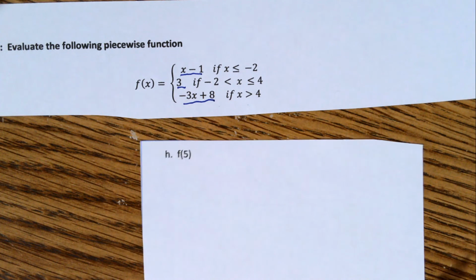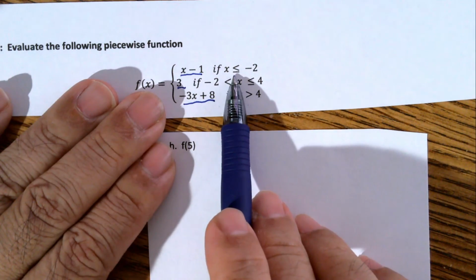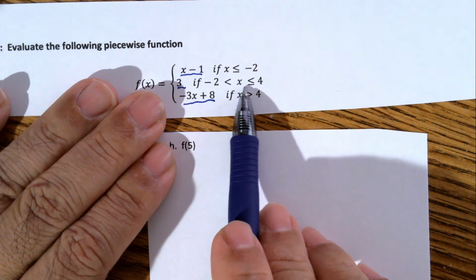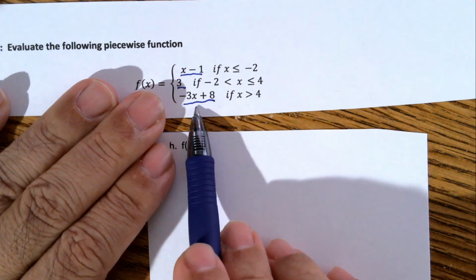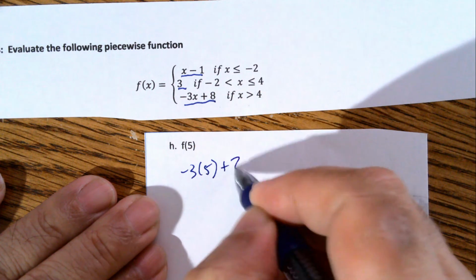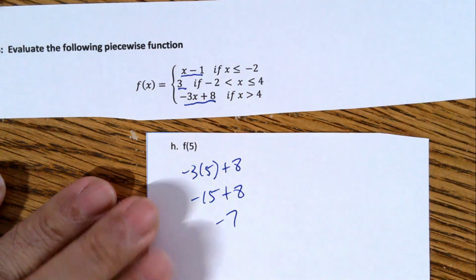H. 5. Where does the 5 belong? Is 5 less than -2? No. Is 5 in between -2 and 4? No. Is 5 bigger than 4? Yes. So it fits here. So -3 times 5 plus 8, which is -15 plus 8, which is -7.